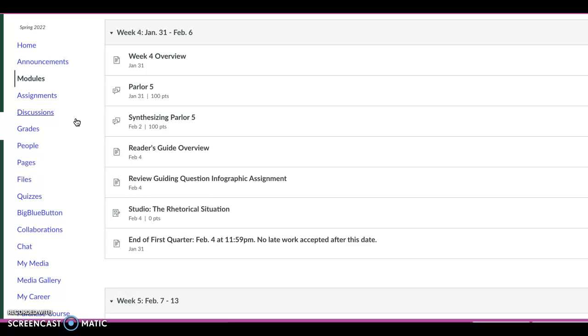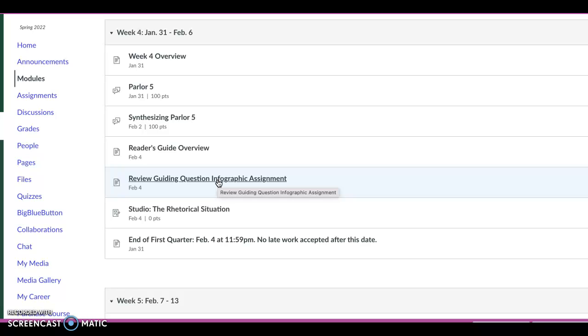The first thing that you'll be doing next week is coming up with a topic, and then on February 14th, you will present that topic in an infographic. You're going to present what's called a guiding question in an infographic, and that's a way to kick off your research. Since you're looking over the Reader's Guide overview, you're also going to review the first step in the Reader's Guide assignment.